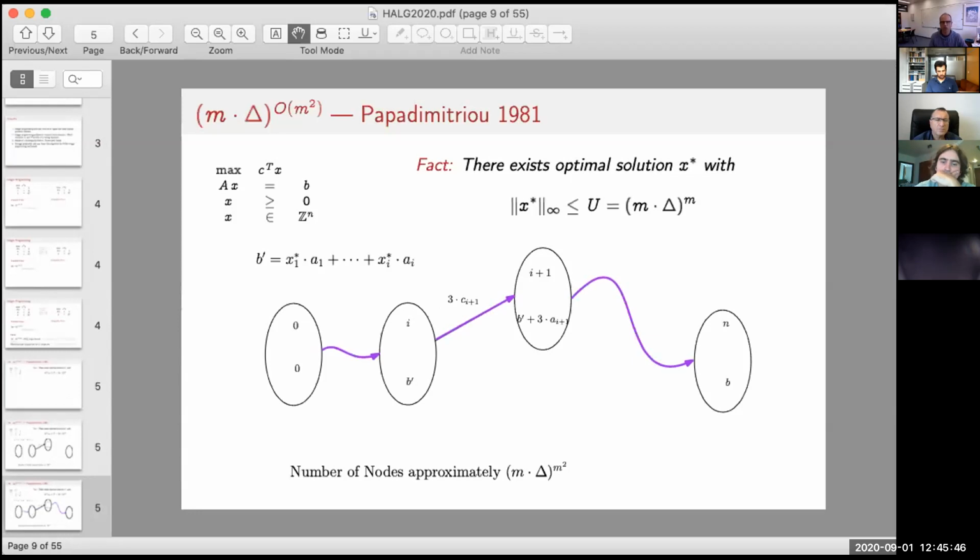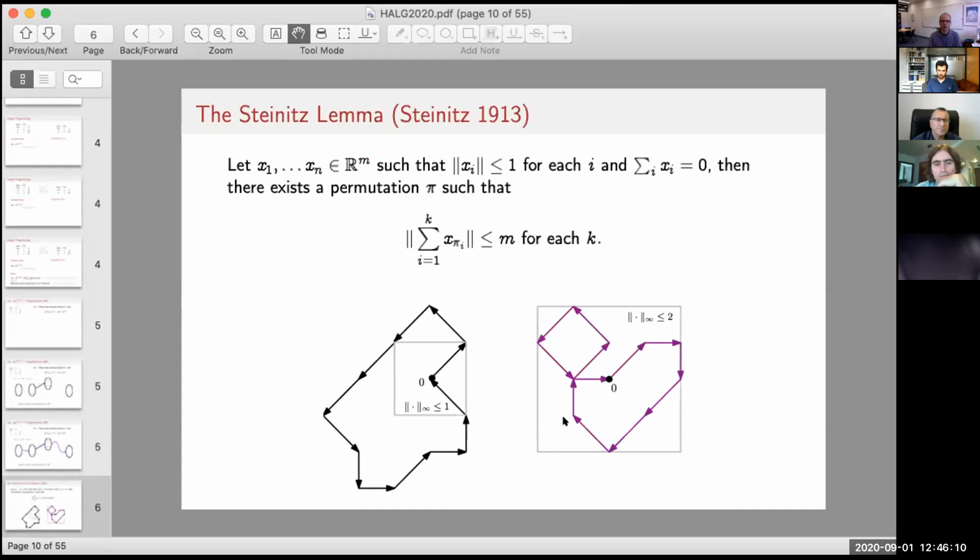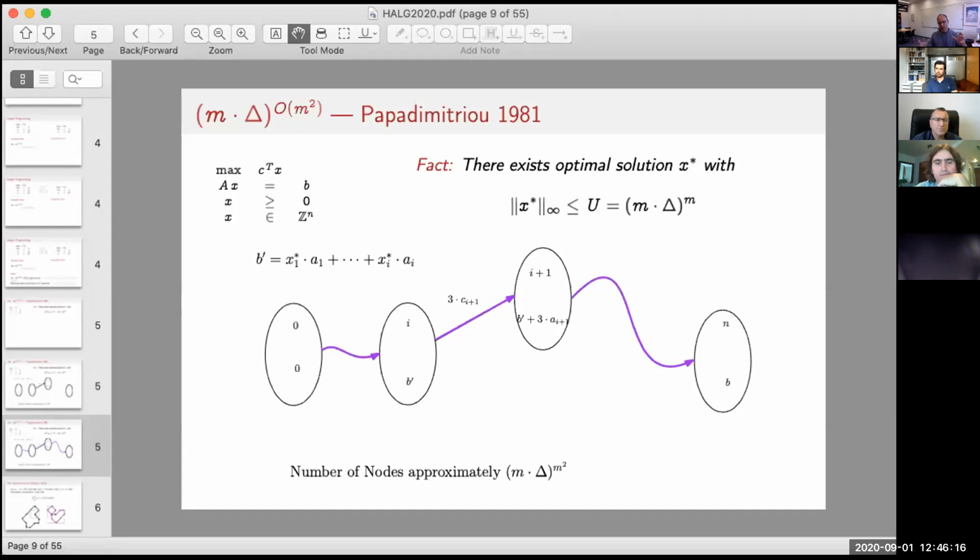And what we have to do is find the longest path from (0, 0) to (n, b). And this gives the running time of Papadimitriou, which is m times delta to the O of m squared, because that's essentially the size of the graph. And we have an acyclic graph, and this means that we can compute the longest path in linear time. Okay, so this is this algorithm. Now, I would like to explain to you how we can compress this state space, right?